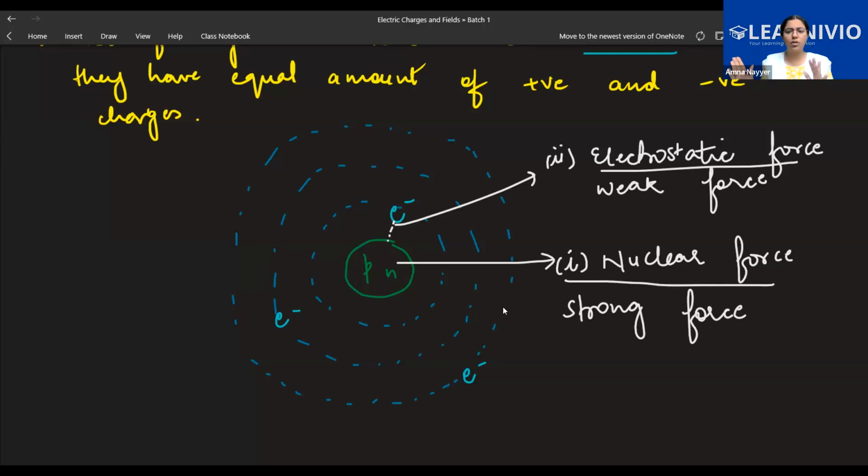Nuclear forces are very strong. Electrostatic forces are very weak. Like if you take the experimental ratio, the nuclear forces are 100 times stronger than the electric force. This is the ratio.